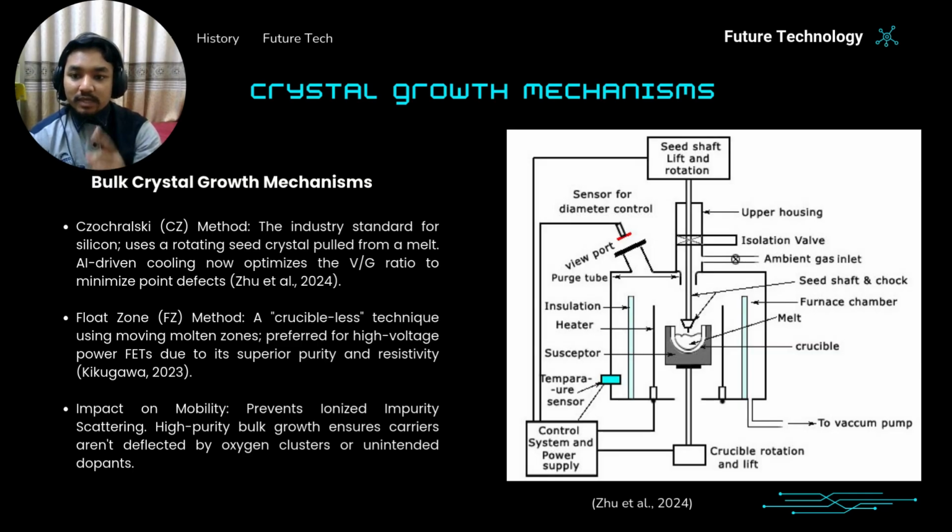So for the first part of crystal growth mechanism is bulk crystal growth mechanisms. The foundation of every high performance transistor begins with the quality of the crystal. As we move toward 2 nanometer and 1.4 nanometer process nodes, we face the massive challenge of defect engineering.